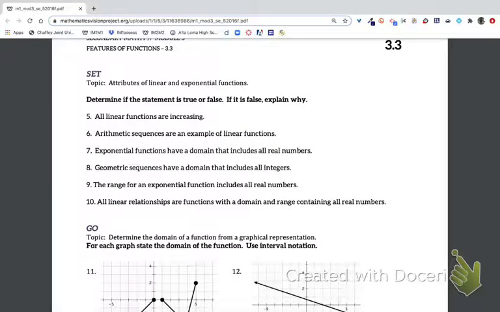For the set, true or false? All linear functions are increasing. That is a lie. False. What about when you have a linear function that's going down? It's decreasing. Arithmetic sequences are an example of linear functions. True.